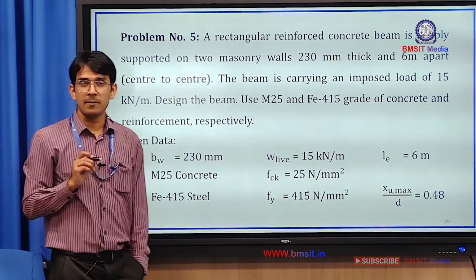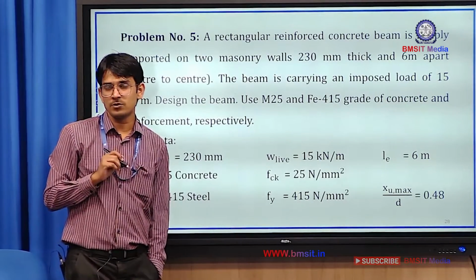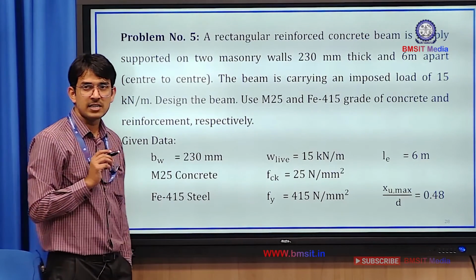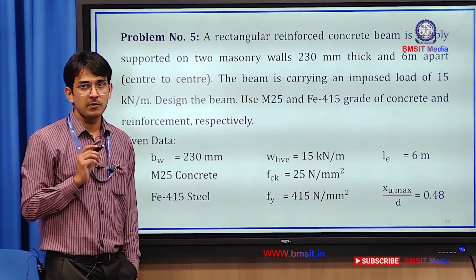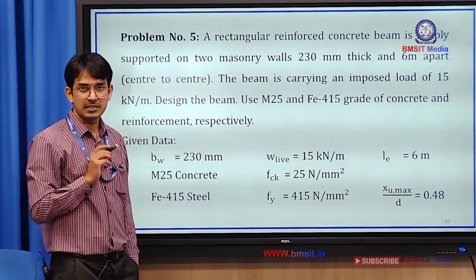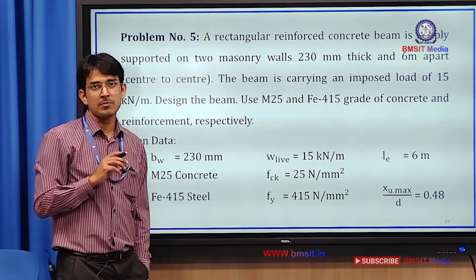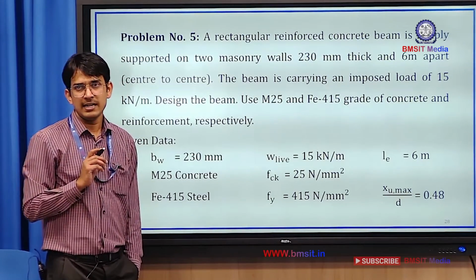Now we will take a problem: how we will design the singly reinforced beam. So this is the one problem we have, that a rectangular reinforced concrete beam we have, which is a simply supported beam on 2 masonry walls of 230 mm thick, that the beam is supported by, and 6 meters apart.